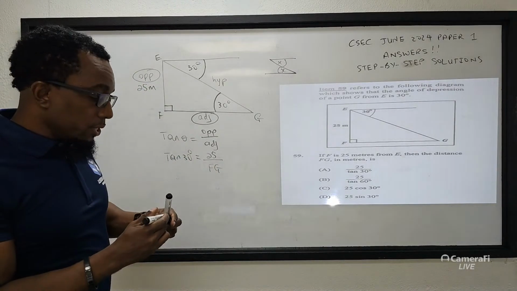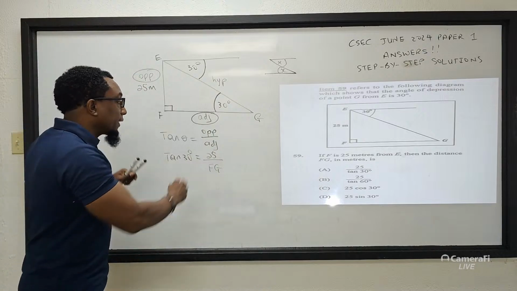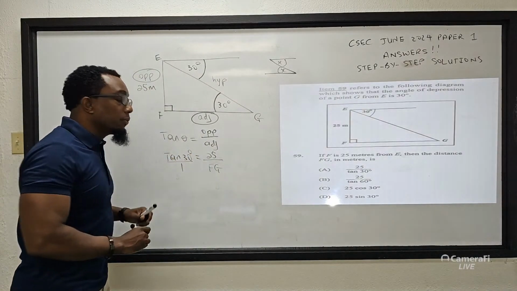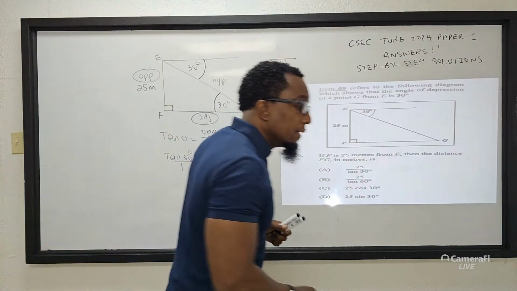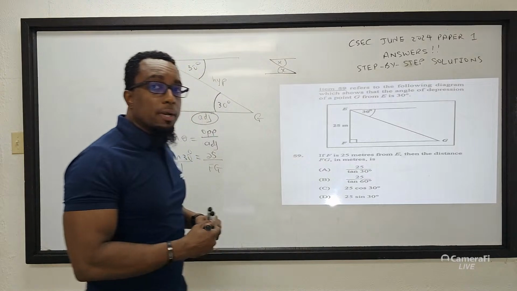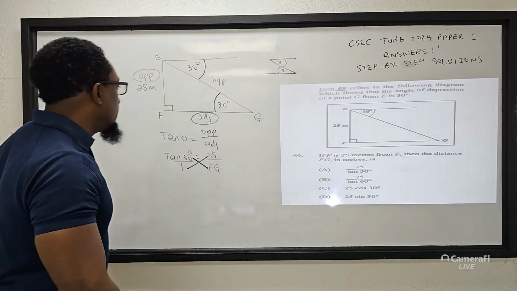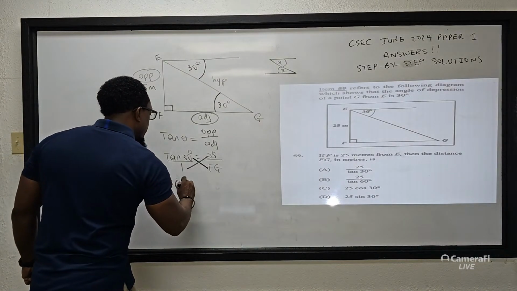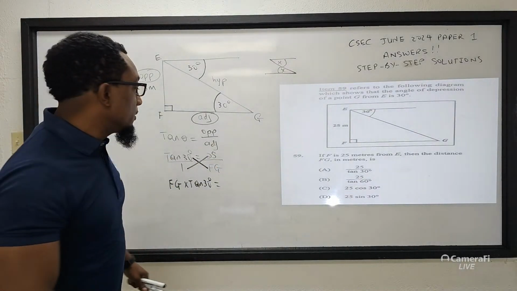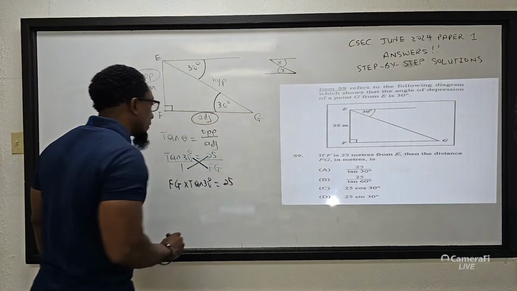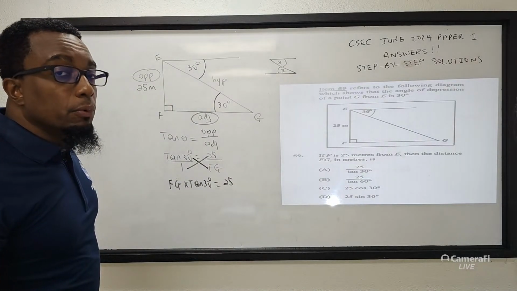So to get FG as a subject, again, I have fractions. I have single fractions: one fraction on the right, tan 30 over 1 on the left. When I have single fractions on either side of the equal sign, to remove the fraction I have to implement what we call cross multiplication. So I'm going to multiply FG by tan 30 degrees, and I'm going to multiply 1 by 25, which is 25. So no more fractions.